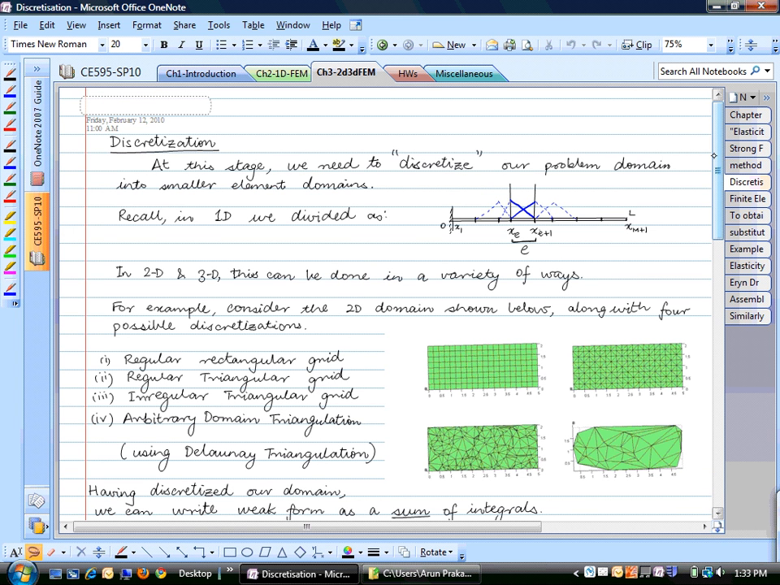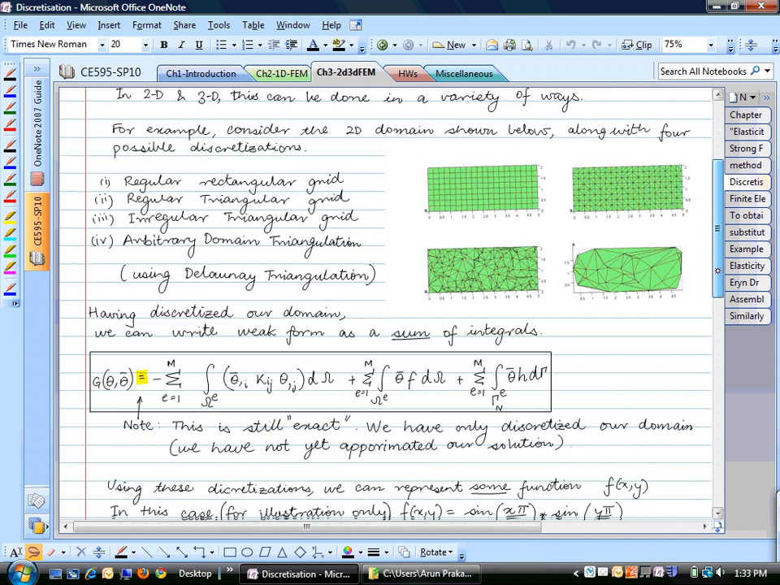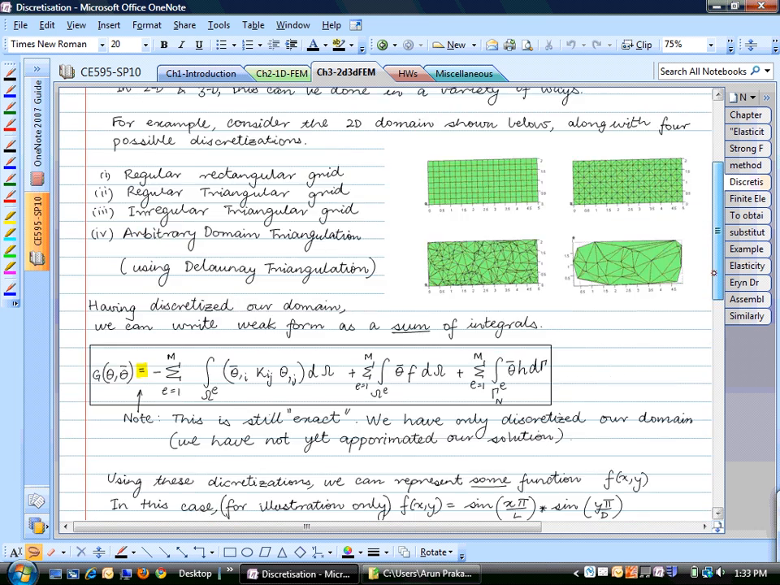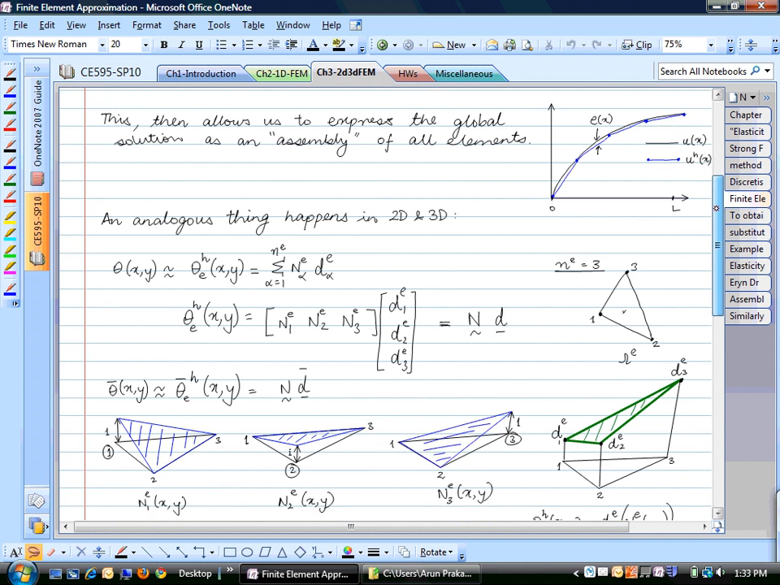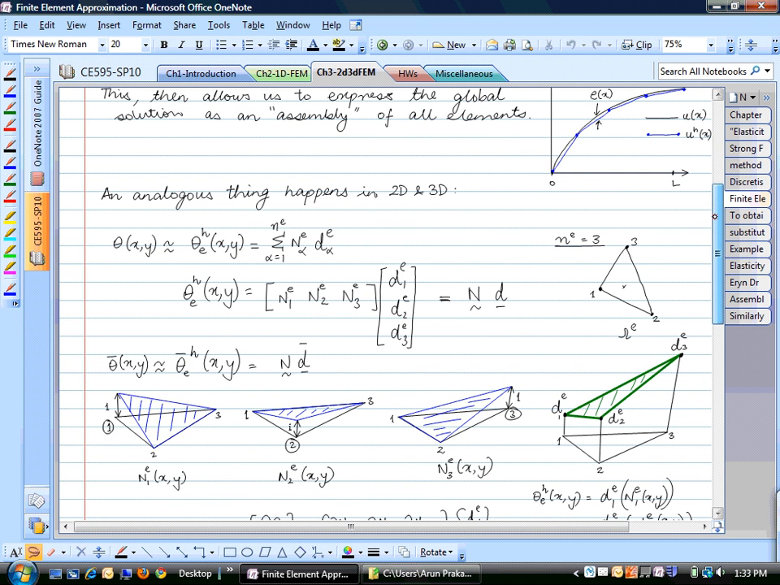And then we said that we were going to discretize our domain. So we have set up our weak form over the entire domain. Now we want to sum it up over small elements in the domain. So we talked about a couple of discretization techniques, and then we started to take a look at the finite element discretization using triangles. How would that look?